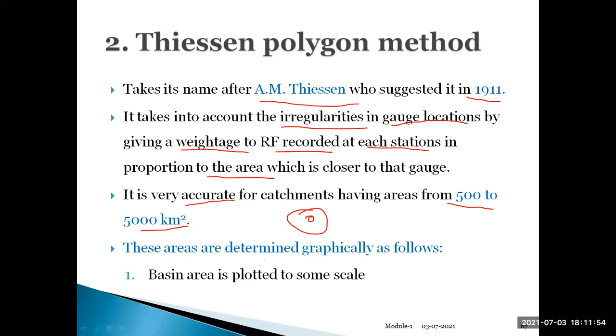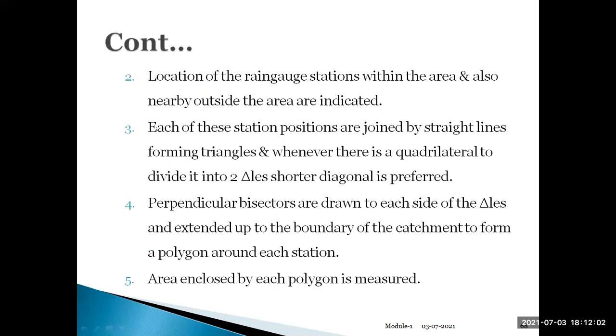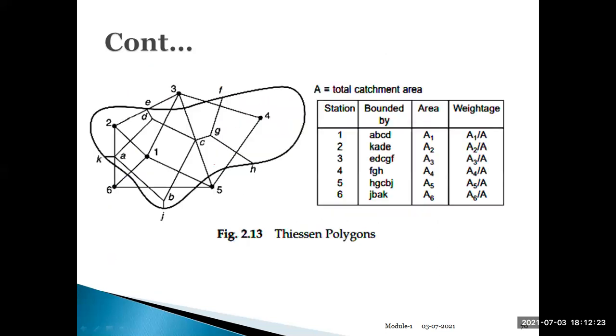So these areas are determined graphically. First, we are going to plot the basin area to some scale. After that, we are going to locate the rain gauge stations within that area and also in the nearby areas, that is, outside the area. And each of these station positions is joined by a straight line. I'll show you how this method is calculated.